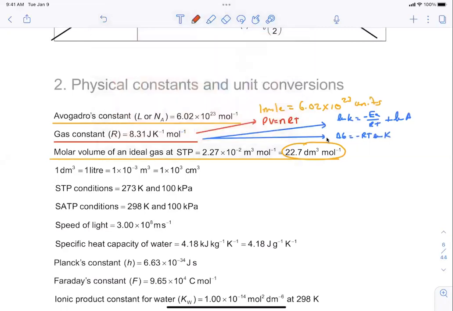Also useful, 1 decimeter cubed is equal to 1,000 centimeters cubed, or 1,000th of a meter cubed. So they give you that conversion in the data booklet as well, in case you forget the conversion between decimeters cubed and centimeters cubed. That's given to you in your data booklet.